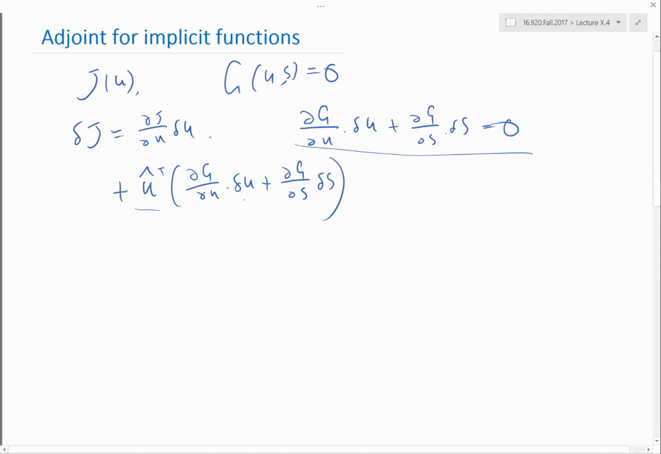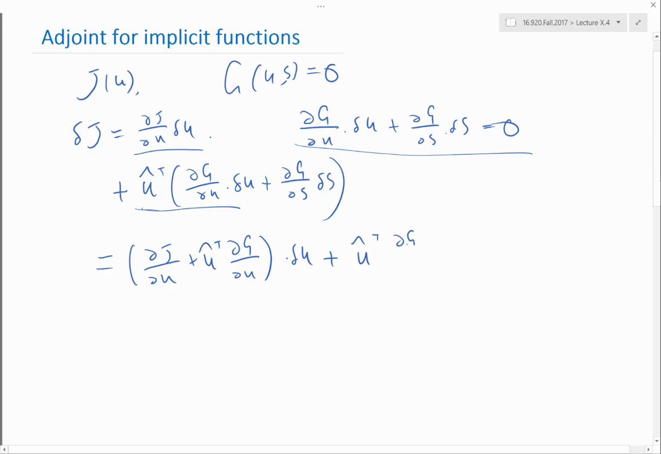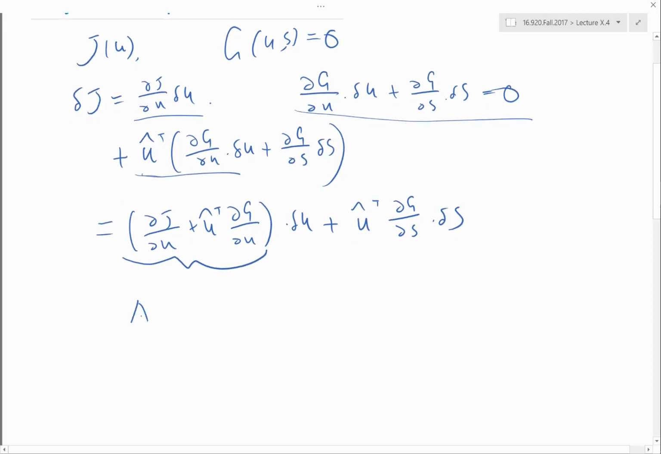Alright, so the task is just to cancel this term with this term. So after manipulation, partial J partial U plus U hat transpose times partial G partial U, this whole thing times delta U, plus the remaining term that does not depend on delta U. So here the adjoint equation is that the adjoint is partial G partial U transpose times U hat is equal to partial J partial U transpose.